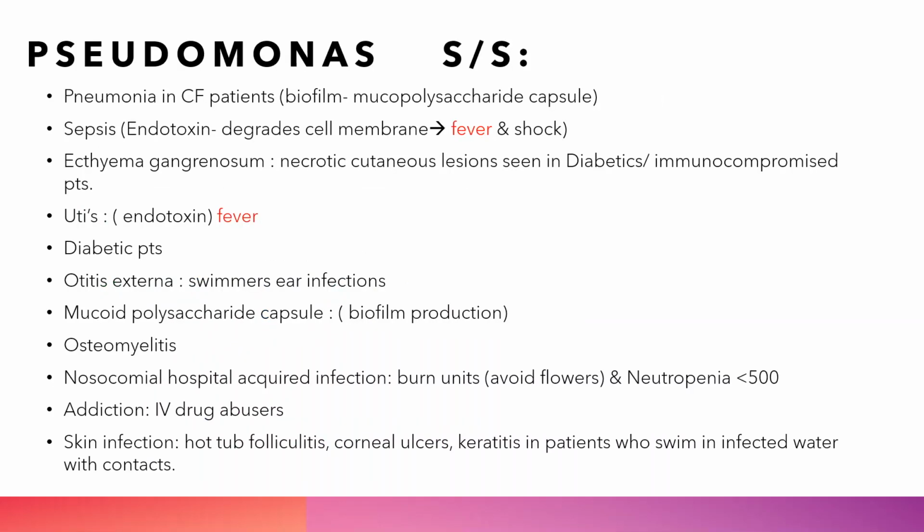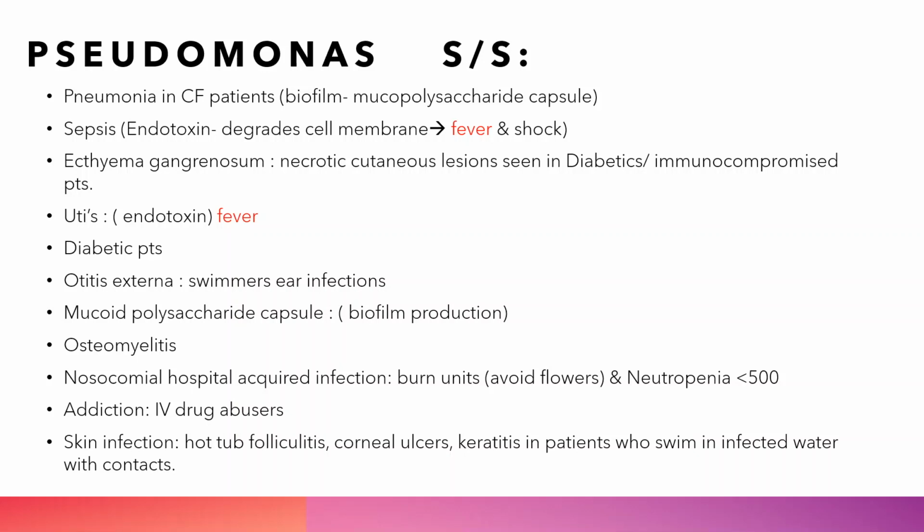Now, what are the signs and symptoms of Pseudomonas? So it's in the name, Pseudomonas. P for pneumonia, because it causes pneumonia in cystic fibrosis patients. It does that by the biofilm. The biofilm was your mucopolysaccharide capsule. S for sepsis, because the endotoxin degrades the cell membrane, causing fever and shock.